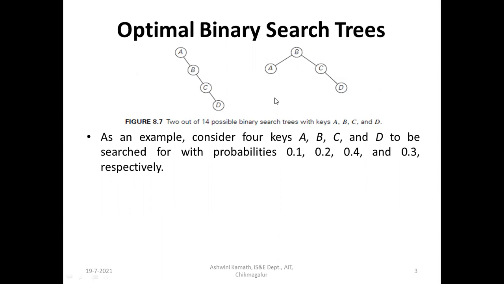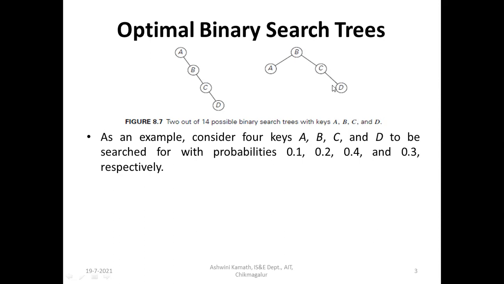we can construct 14 possible binary search trees with these keys. You can imagine the different orientations here. In the first figure, A, B, C, D, it is right skewed, right? You can imagine the left skewed also, right? This is one way of giving the binary search tree. Like this, we can create 14 possible binary search trees for the keys A, B, C, and D, right?